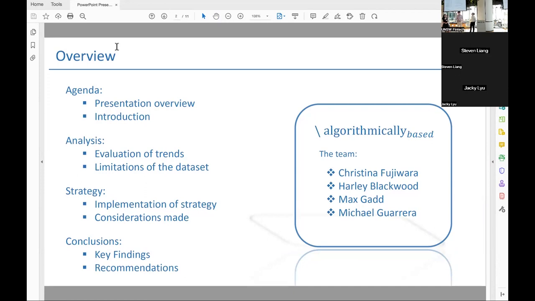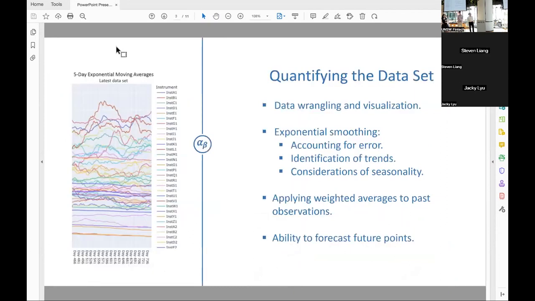Before talking about the strategy, like all the other teams, we had to look at the data set first. This included data wrangling, visualization, all the stuff we kind of like and don't like. We particularly looked at more simplistic approaches, hopefully. We didn't want to overcomplicate things, given the relationship between the different instruments we were given. Taking that into consideration, we looked at exponential smoothing, accounting for error, identification of particular trends that Holly will talk about later, and considerations of seasonality, repetition, and any kind of patterns. Then we went back to the basics: weighted averages of past observations, which we extrapolated to hopefully look at the future using historical data.